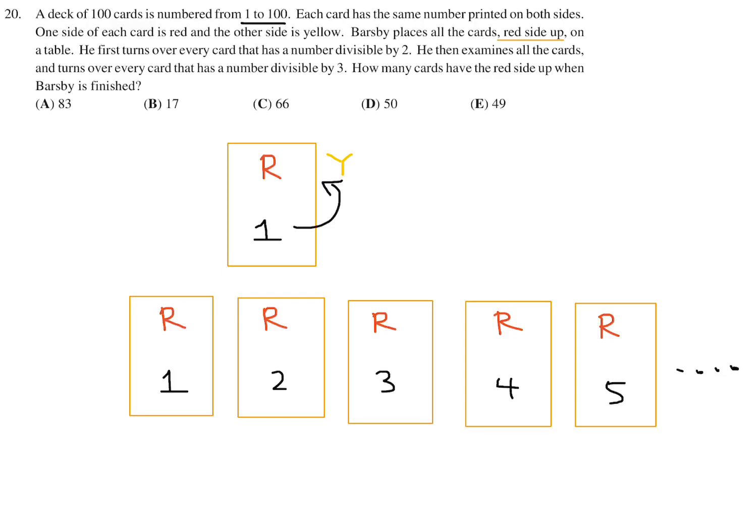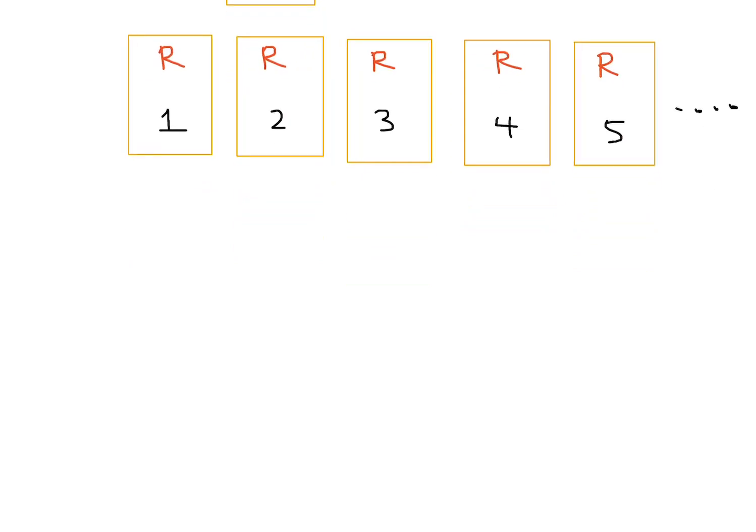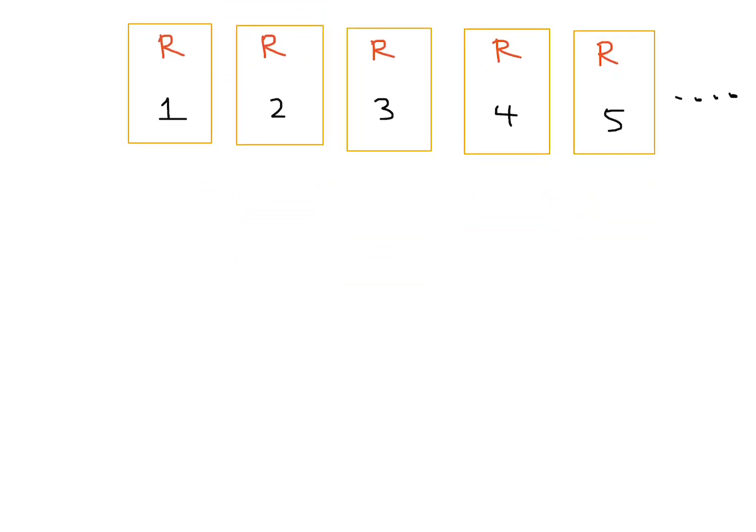Then he turns over every card that is a number divisible by 2. So that means he's flipping over any number that's divisible by 2. So 2, 4, and 6. So initially you have 100 cards that are all red. Then he flips over the ones that are divisible by 2.